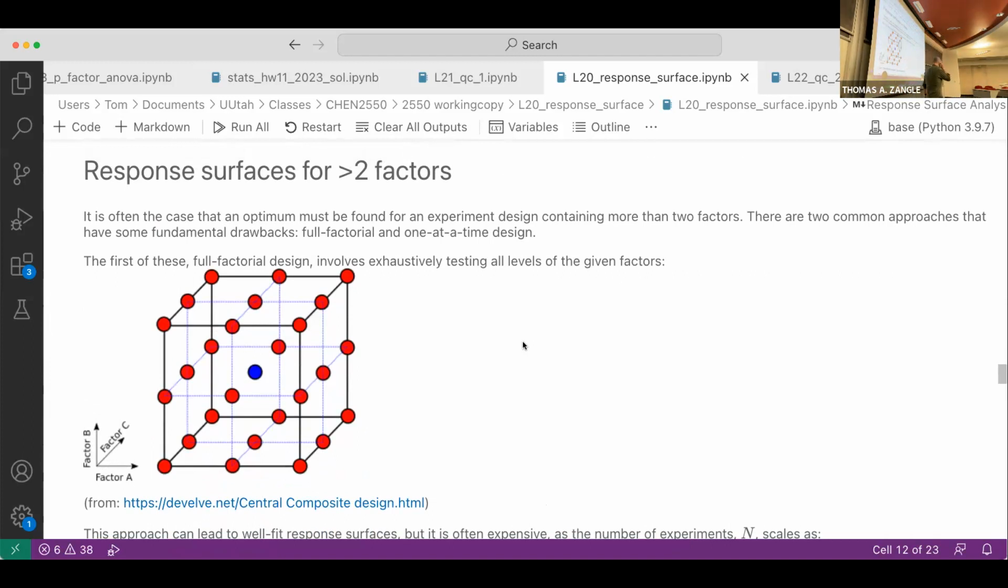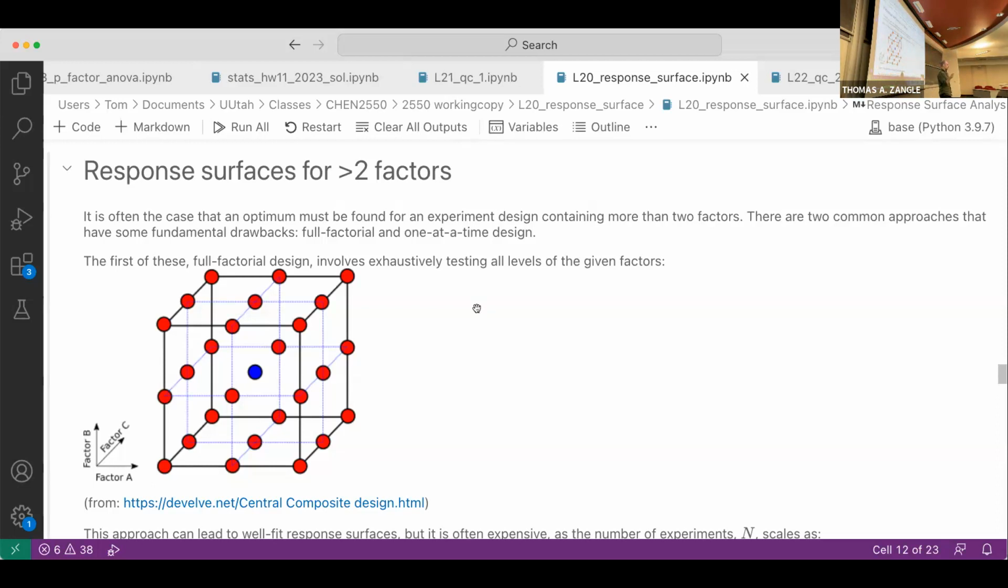Really one of the key concepts here is about how we design the experiment, or set up the experiment, in order to estimate a maximal response. Okay, so I want to talk a little bit about response surfaces for greater than 2 factors. It's often the case that you have not just 2 things that we think are important. In this case it was temperature and additive concentration.